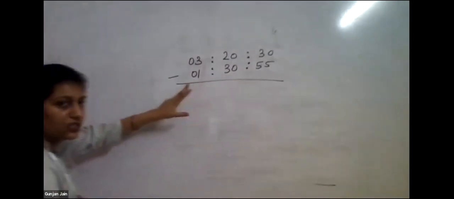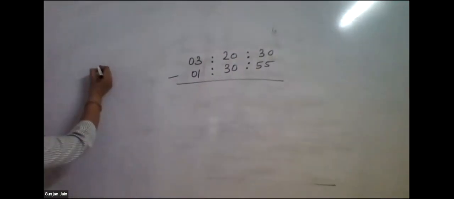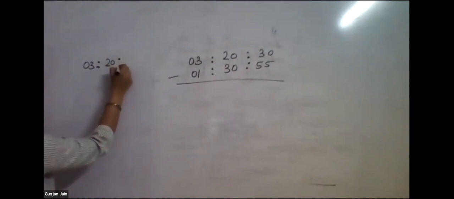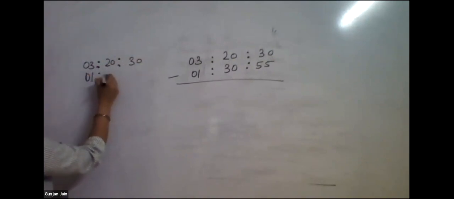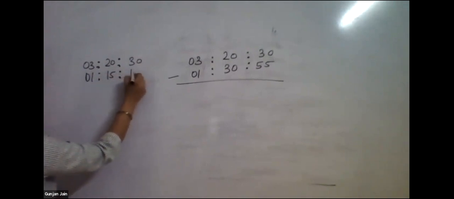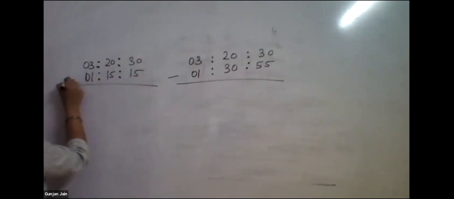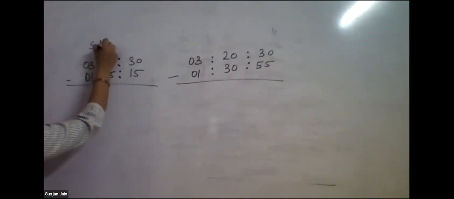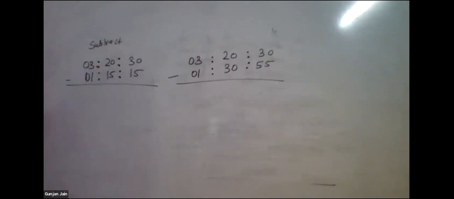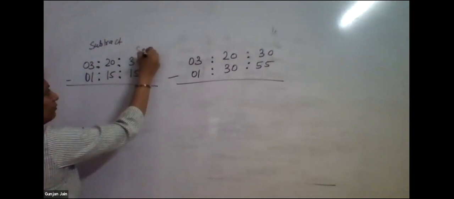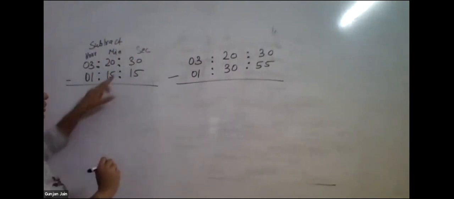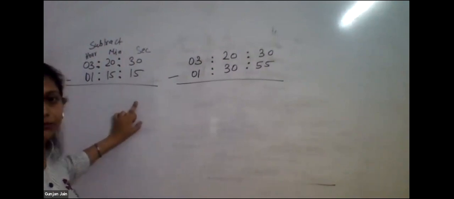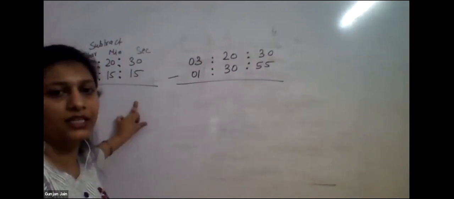Suppose instead of this question, I give you the question like 3 hours, 20 minutes, 30 seconds minus 1 hour, 15 minutes and 15 seconds. Suppose the question is this. You have to subtract time. Now what we will do, first we will begin with seconds, then minutes and then hours. Now 30 minus 15 is how much? Can you tell me what is 30 minus 15?